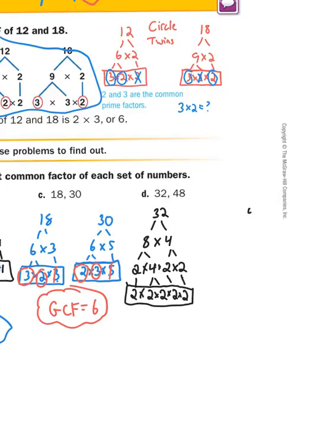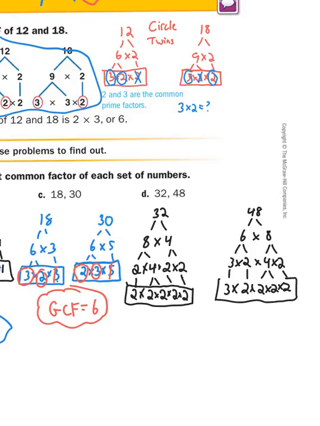Now let's try 48. Okay, so 48, I'm going to split that into 6 times 8. I know 6 times 8 is 48. And 6 is 3 times 2. And 8 is 4 times 2. Now remember, this 4 I can split into 2 times 2. Bring down the 2. Bring down that 2. Bring down that 3. Okay, so that is how you factorize 48.